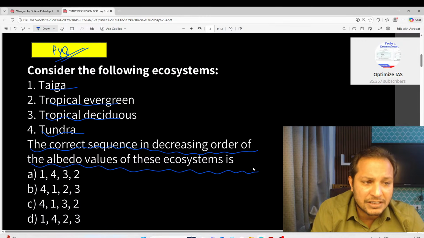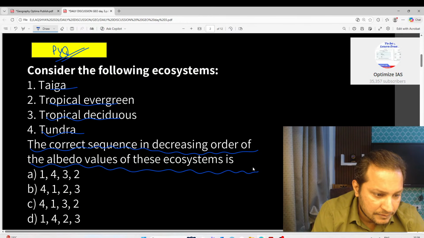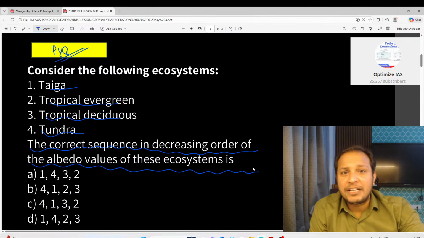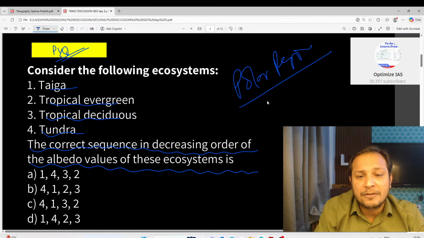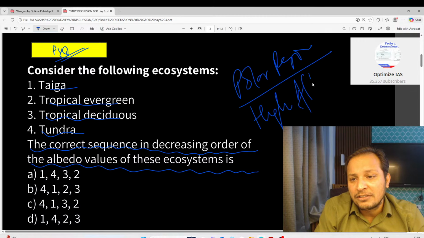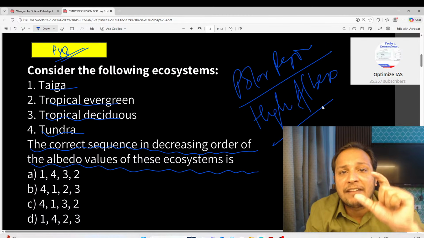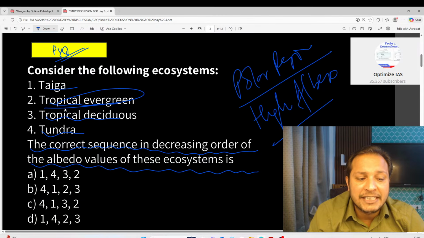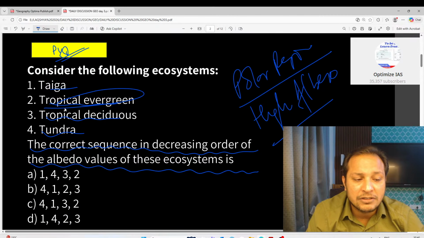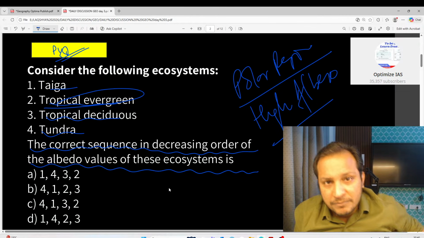What is the answer to this question, guys? Okay, just now we have seen polar regions. Polar regions, they have what? High albedo. They reflect the sun rays. And which will have the lowest albedo? The tropical evergreen forest will have the lowest albedo. This is very, very important.